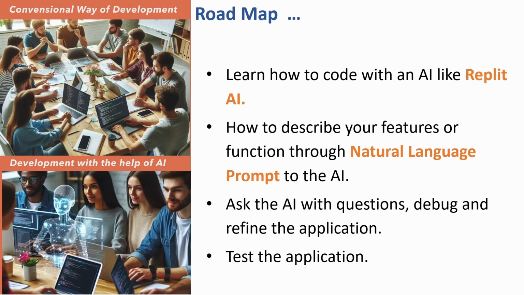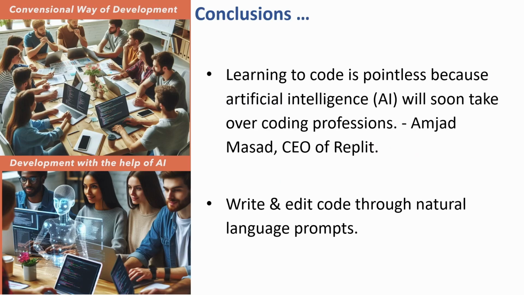It is through English. You have to explain what functionalities you need and what kind of design you want. You have to specify the back end, front end, font size, and all those things you can give as a prompt. And ask the AI questions, debug and refine the application. You can interact with the AI as with a human, and you can ask the AI questions to modify the application. You can also debug and refine the application. Once the application is ready, you can test the application. So that is the easiest roadmap available at present in modern development.